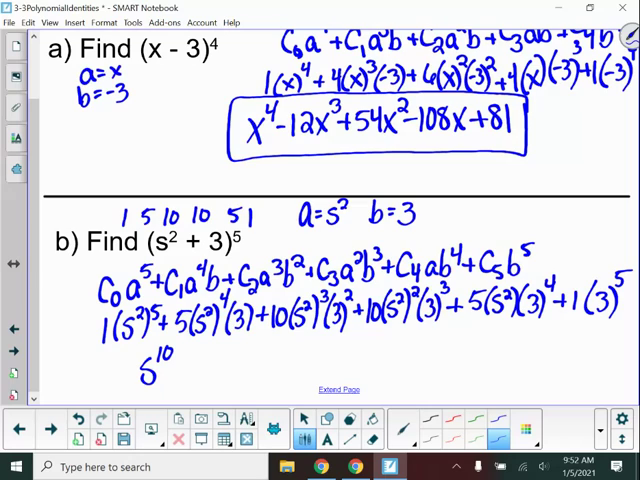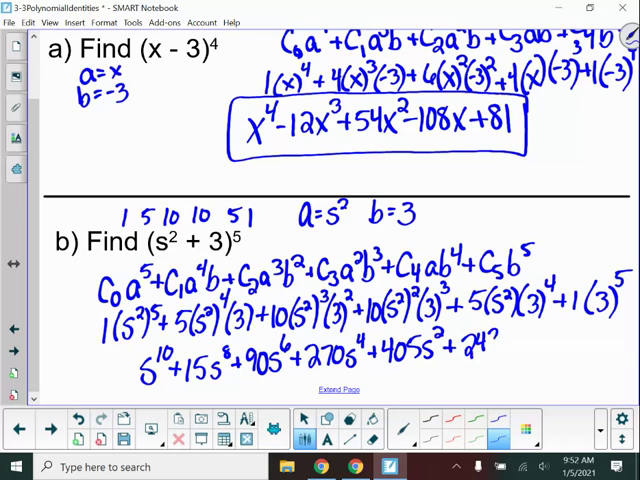So it's going to be s to the 10th plus 15s to the 8th, because s squared to the fourth would multiply exponents, so it's s to the 8th, plus 90 s to the 6th plus 270 s to the 4th plus 405 s squared, and then plus 243.